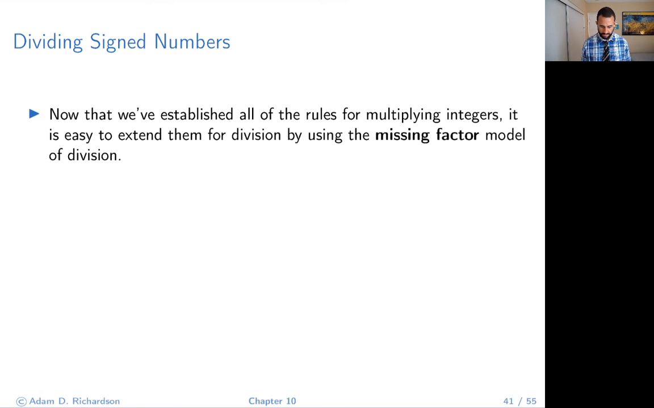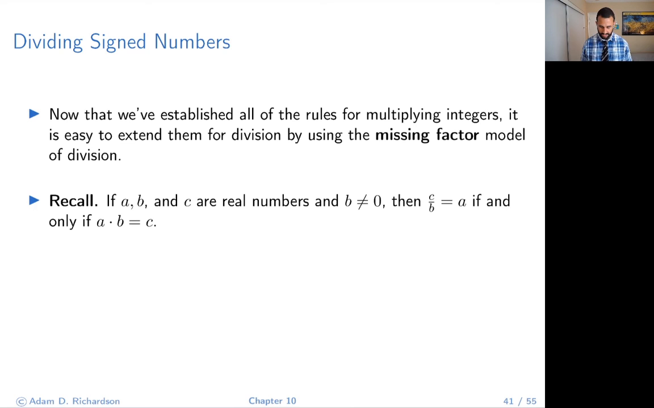Okay, all right, so now let's talk about dividing signed numbers. Now that we've established all the rules for multiplying integers, it's easy to extend them for division by using the missing factor model of division. So remember this: if A, B, and C are real numbers, and B is not zero, because you can't divide by zero, then we say that C divided by B is equal to A if and only if A times B is equal to C.